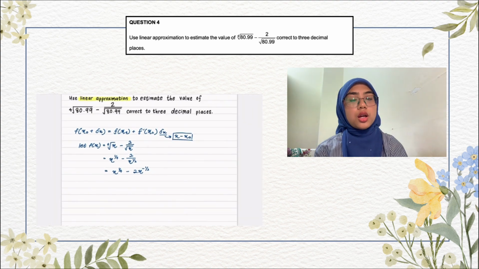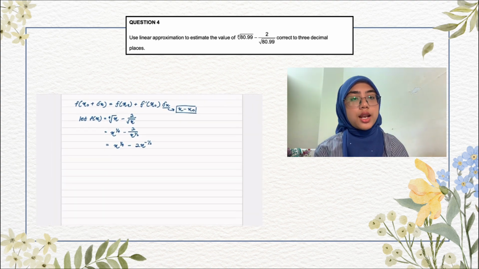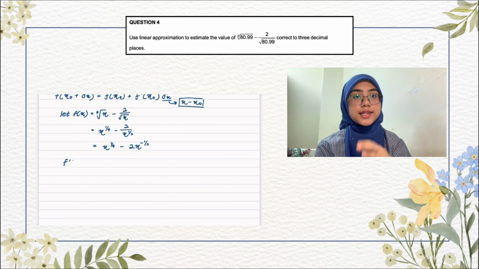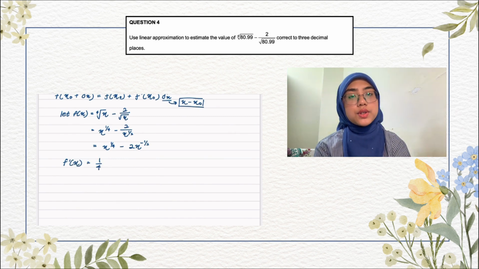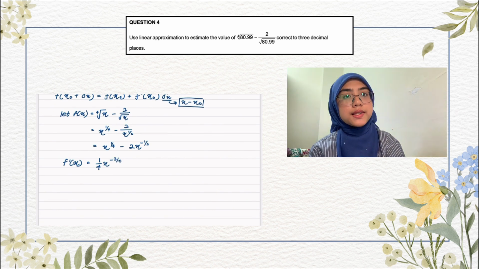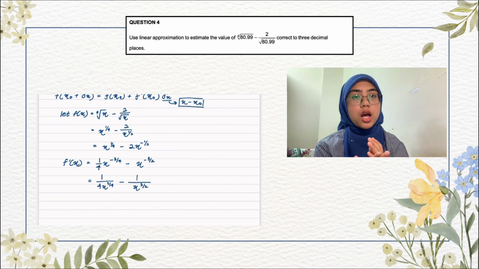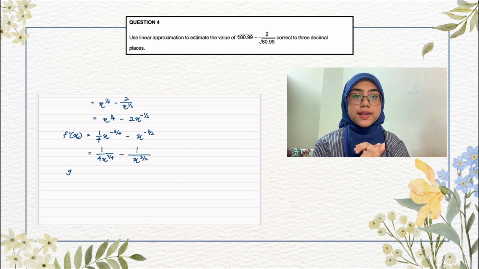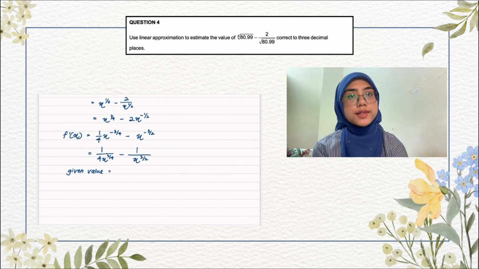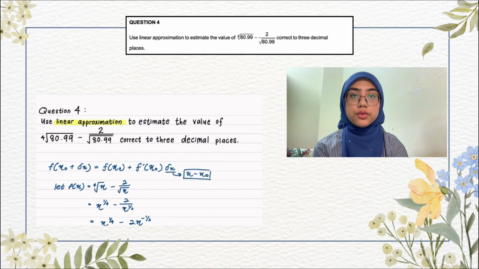And now we are going to use the second derivative. It will be f prime of x equals 1 over 4 x to the power of negative 3 over 4 minus x to the power of negative 3 over 2. So we are going to rearrange it again. It is going to become 1 over 4x to the power of 3 over 4 minus 1 over x to the power of 3 over 2.